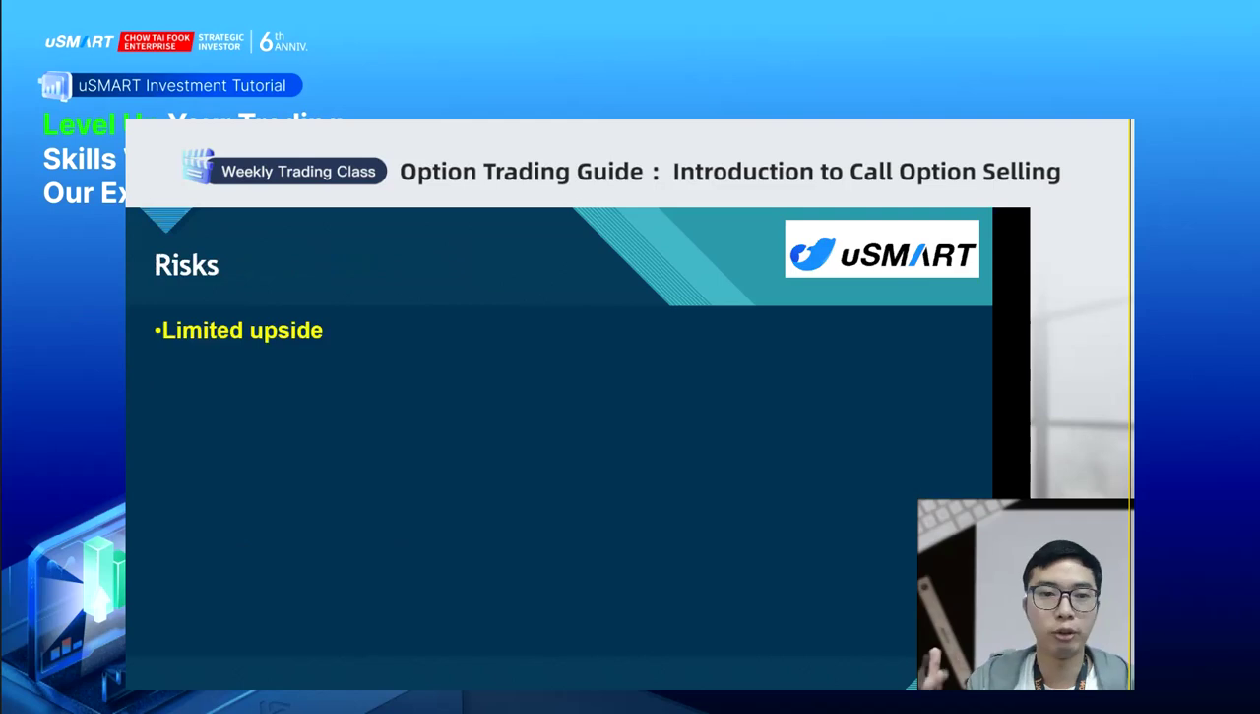And the risk is that it has limited upside. For example, like $50 to $55, $55 is your initial plan. So above this $55, you already kept your returns at $55, which is 10%. Above this $55, the capital gain of this stock is none of your business.